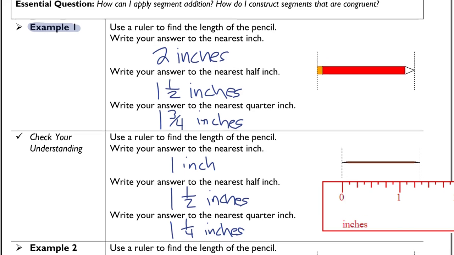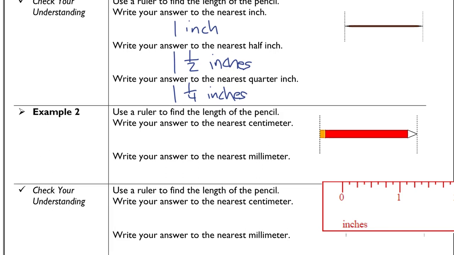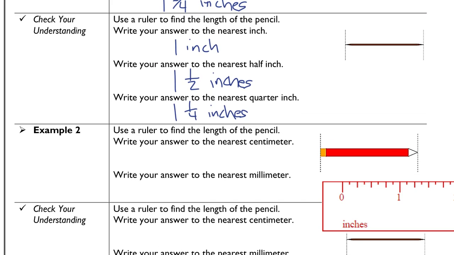So let's go ahead and try another example. Oh, sorry, before we do that, our check your understanding ones, we should always highlight those. We're going to highlight all of those in orange.